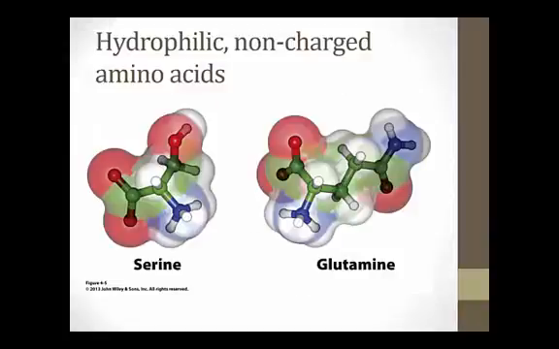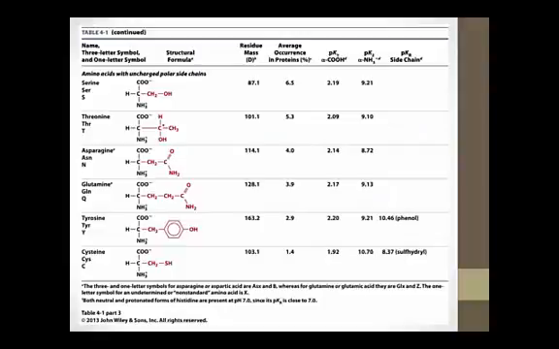Our next category comprises amino acids that are hydrophilic but carry no formal charge, such as serine and glutamine. As seen in Table 4.1, serine and threonine both contain hydroxyl groups. Asparagine and glutamine have amide-bearing R groups. Tyrosine has an aromatic phenolic, and cysteine has a thiol group capable of forming a disulfide bridge with other cysteines. We're going to come back to this guy in just a little bit.